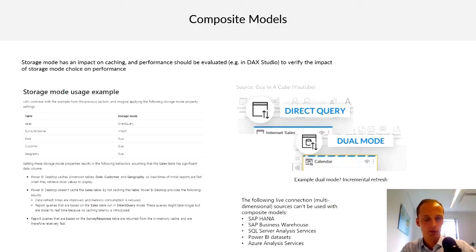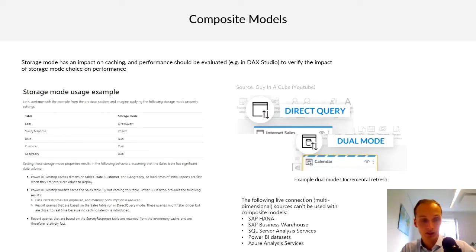The storage mode is displayed here with an example. So we have a couple of tables. We have sales, survey response, date, customer, geography. And we have some storage mode associated with that table. Now we see that setting these storage mode properties results in the following behaviors, assuming that the sales table has significant data volume. Power BI Desktop caches dimension tables, date, customer, and geography. So load times of initial reports are fast when they retrieve slicer values to display.